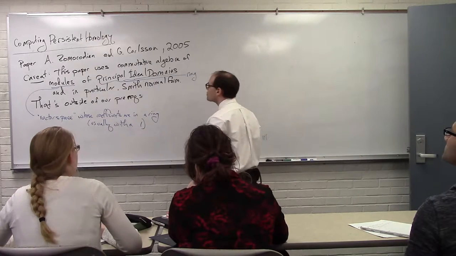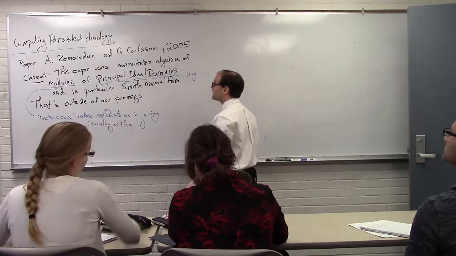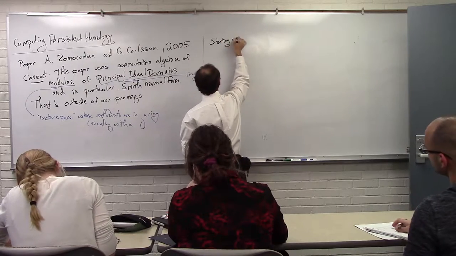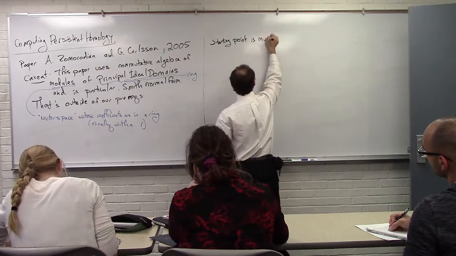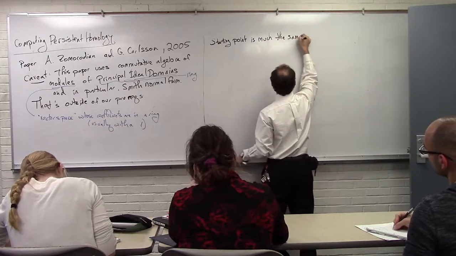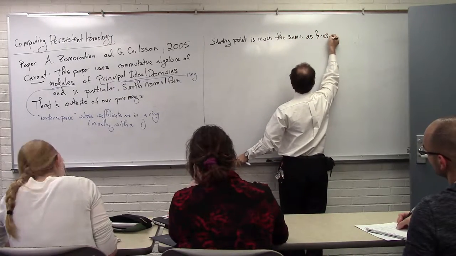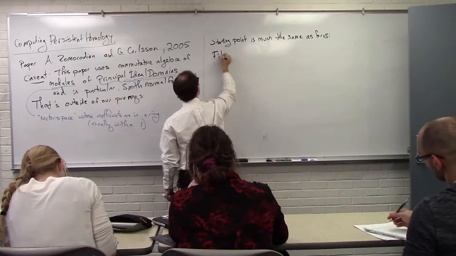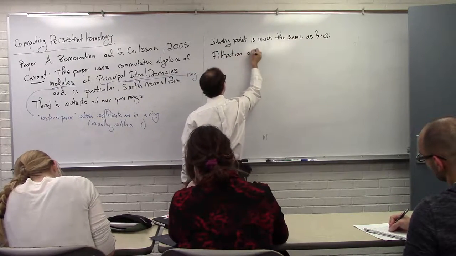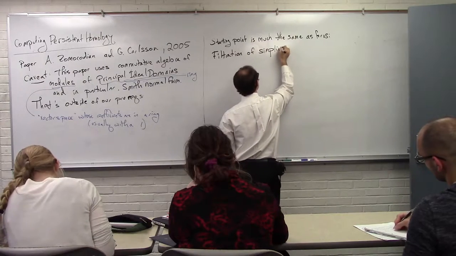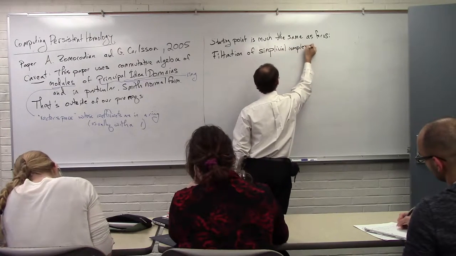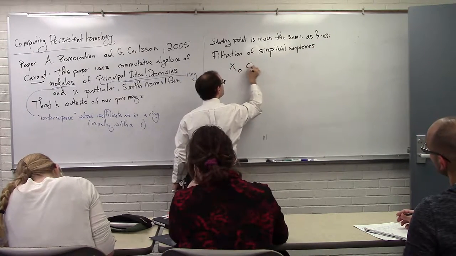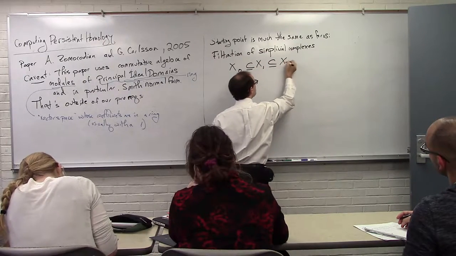Okay, so the first observation is they're going to start off exactly the same way we started. The starting point is much the same as for us, which is a filtration of simplicial complexes. Which is to say, I've got a simplicial complex x0, and it's a subcomplex of x1, which is a subcomplex of x2, and so on.